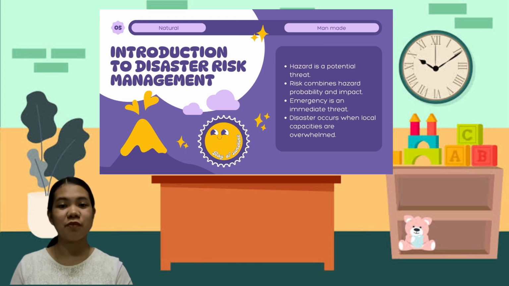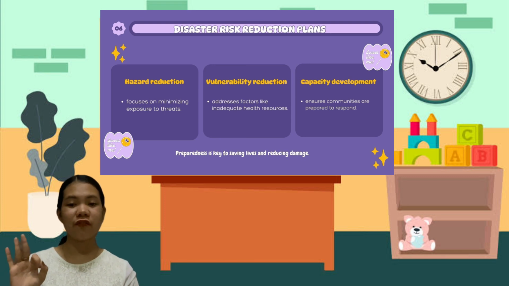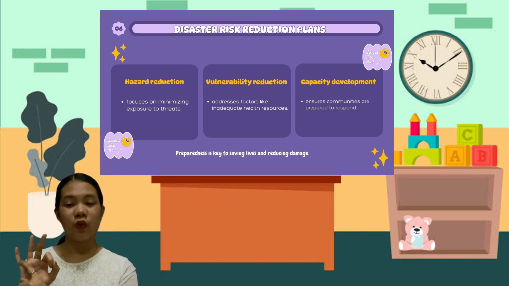Disaster risk management helps reduce the loss of life, protect livelihoods, and speed up recovery efforts. It emphasizes preparedness, such as creating evacuation plans, educating the public, and strengthening infrastructure to withstand hazards. There are three effective disaster management plans, and these are: first, hazard reduction focuses on minimizing exposure to threats. Second, vulnerability reduction addresses factors like inadequate health resources. And lastly, capacity development ensures communities are prepared to respond.